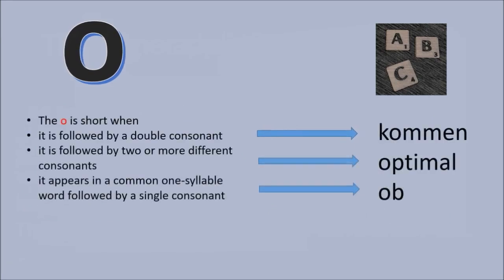You can probably guess the rules when it's short. It's followed by a double consonant, kommen. It's followed by two or more different consonants, optimal. And in one-syllable words, ob.